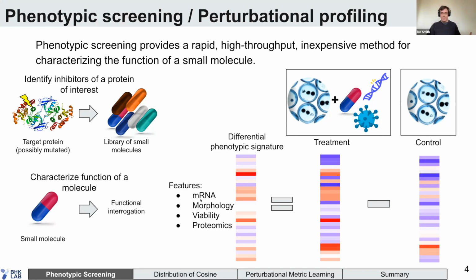The feature spaces that have been most commonly used for this kind of analysis are gene expression, cellular morphology, so the shape of cells, viability, where each feature might be whether or not the drug kills a particular cell line, and you measure in many different cell lines, or proteomics. There are a lot of different technologies for doing this, and really what enables it is being able to do it fast and at scale.